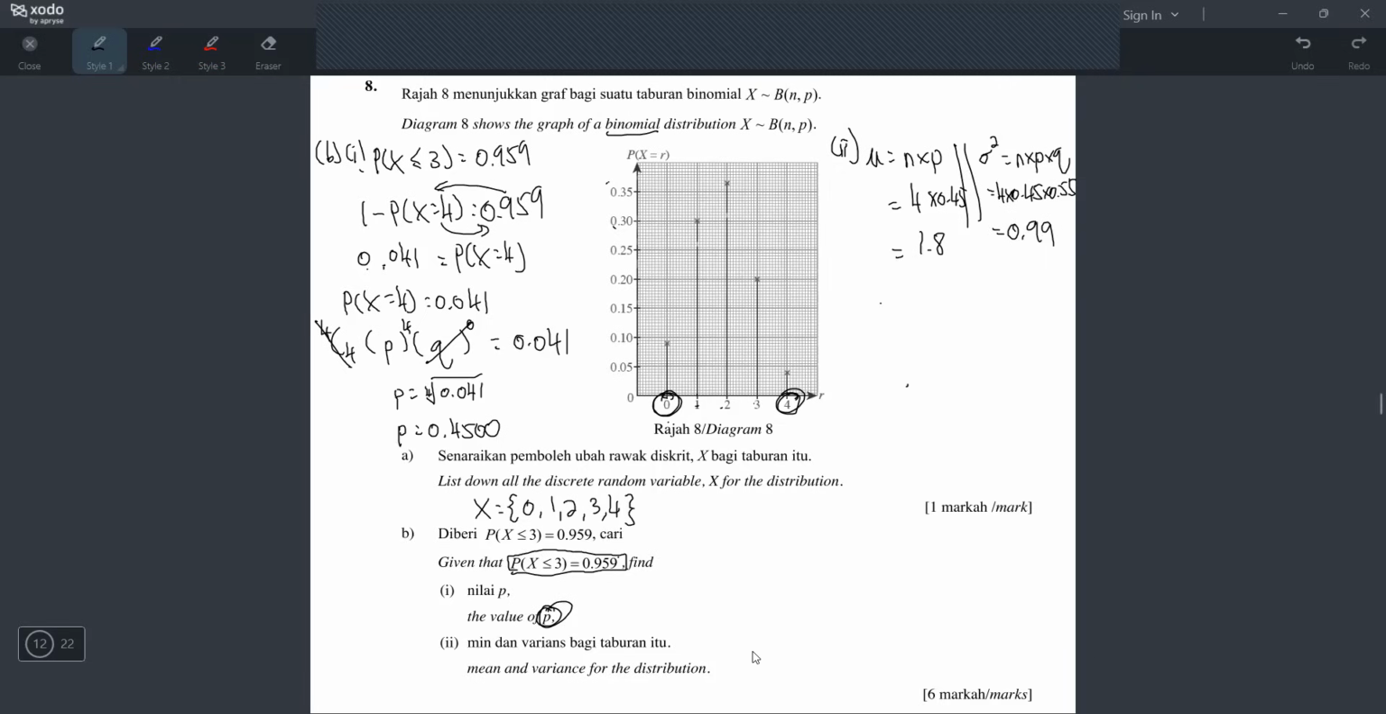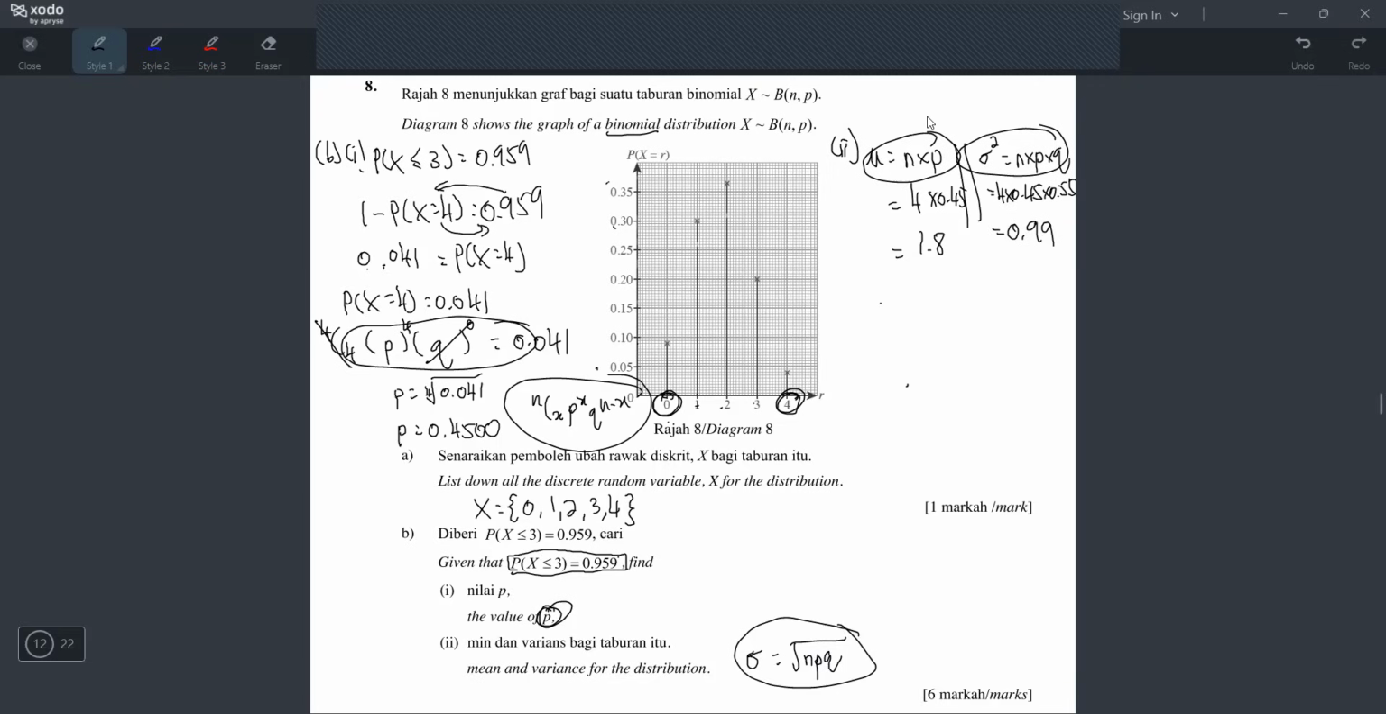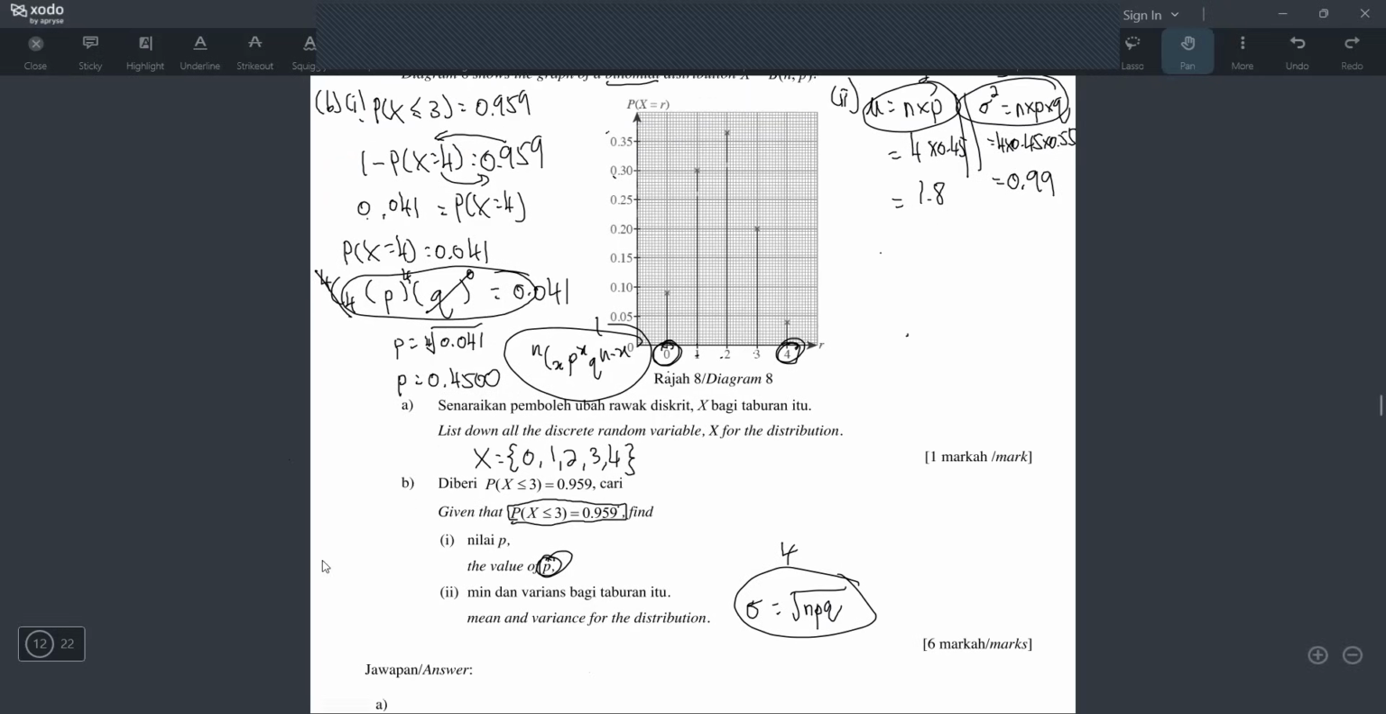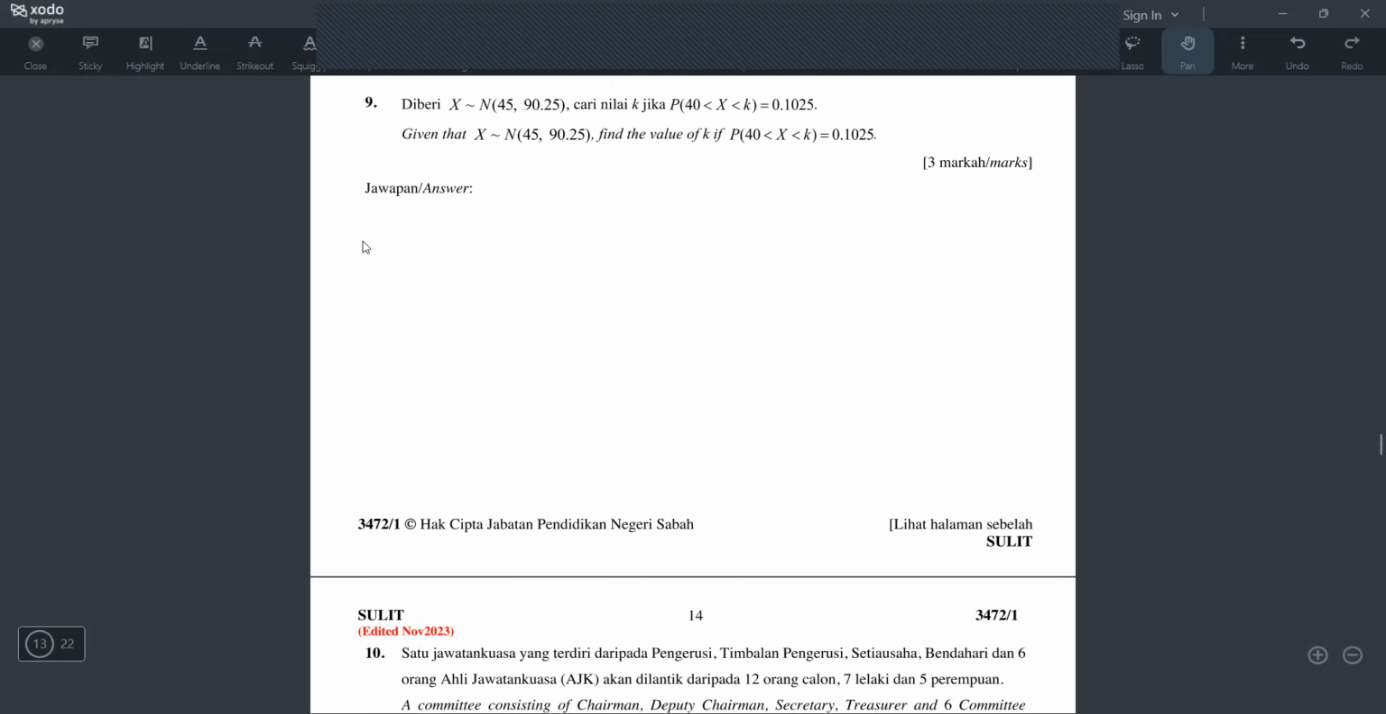There's one more formula, which is the formula for standard deviation. It will be square root npq, right? For mean it is np, for variance it is npq, for standard deviation it is square root npq. So remember these 4 formulas: 1, 2, 3, 4. The 4th formula is nCx, p power x, q power n minus x. These 4 formulas you only use when it's a binomial distribution. If it's a normal distribution question, please don't use these formulas. All right, let's continue.